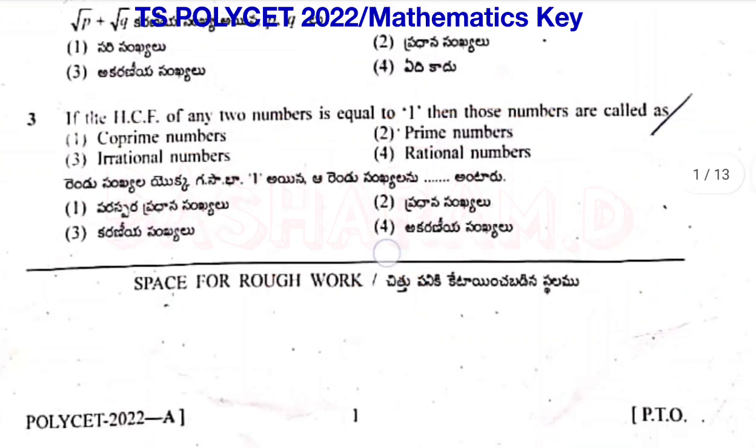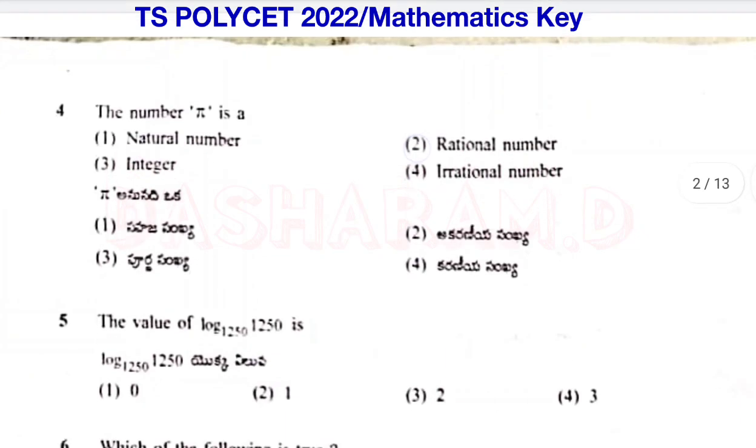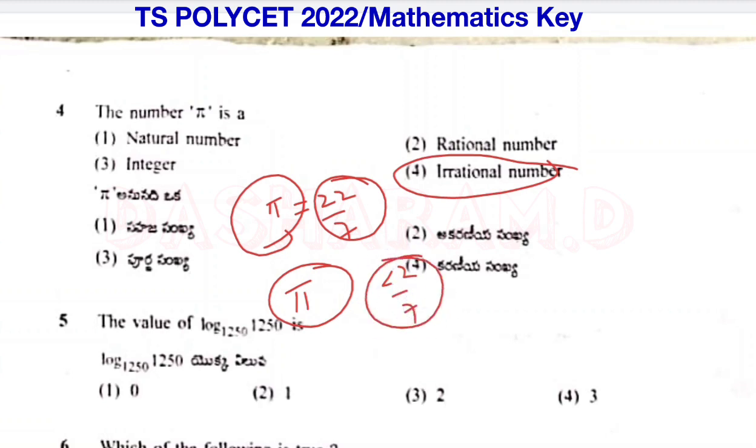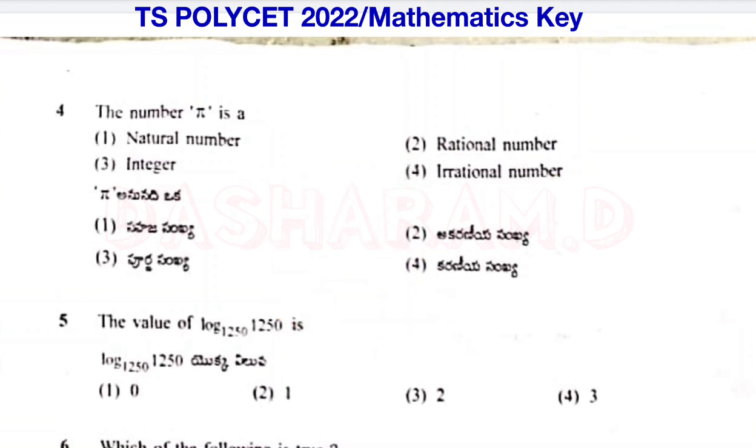Next, fourth question: the number pi is. Generally in the mensuration chapter, pi equals 22 by 7. 22 by 7 is a rational number, but originally pi is not rational, it is an irrational number. Its approximate value is 22 by 7. This value we use in the mensuration chapter, but originally pi is an irrational number.